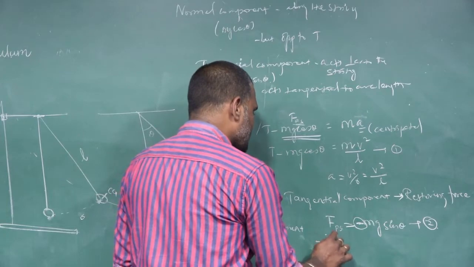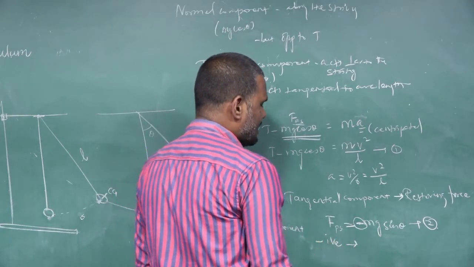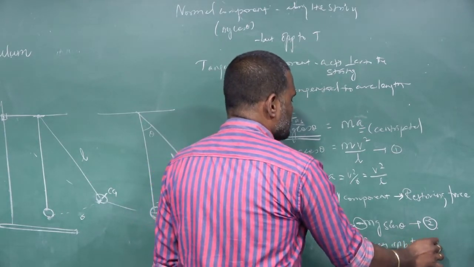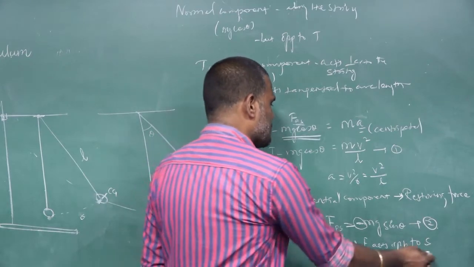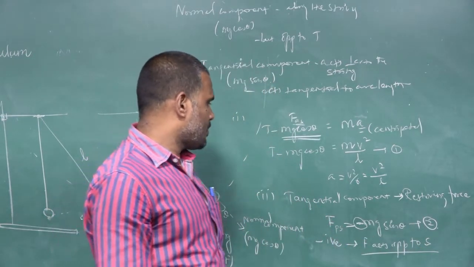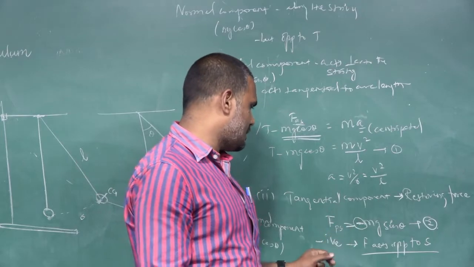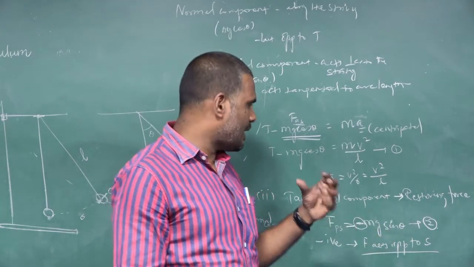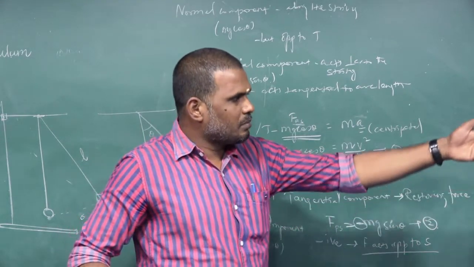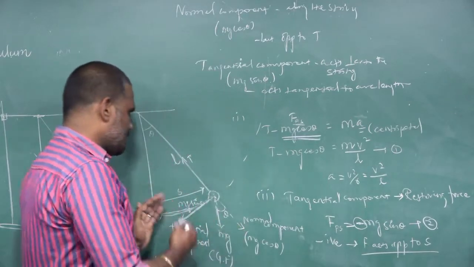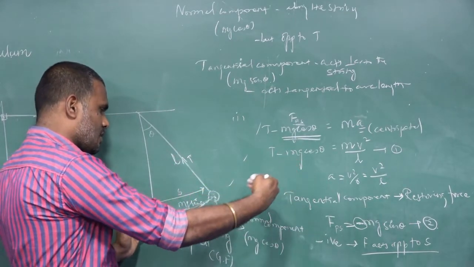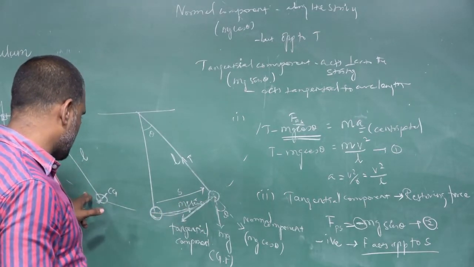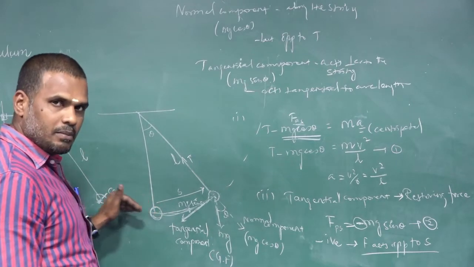What is the significance of this negative sign? The negative sign indicates that the force acts opposite to the displacement. s stands for displacement. So F_PS equals minus mg sin theta, which is given a negative sign. The negative sign indicates that the force acts opposite to the direction of displacement. Displacement is taking place in one direction. In this diagram, displacement is taking place towards the right, but the tangential component is acting towards the left. If suppose the bob is moving towards the left hand side, then displacement is taking place towards the left hand.